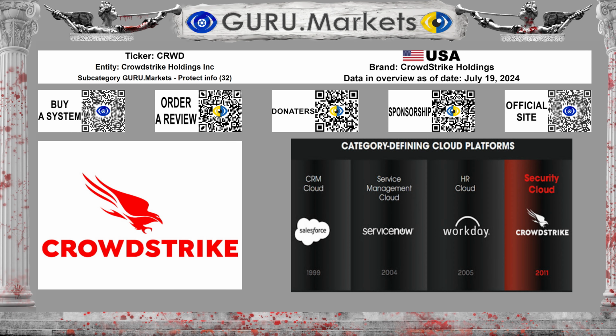Now we will compare the main indicators of the company Crowdstrike Holdings Inc., ticker CRWD. This review is based on current information as of July 19, 2024. By classification CRWD.Markets, the company Crowdstrike Holdings Inc. belongs to the subcategory Protect Info. 32 organizations take part in the analysis. This is very representative.